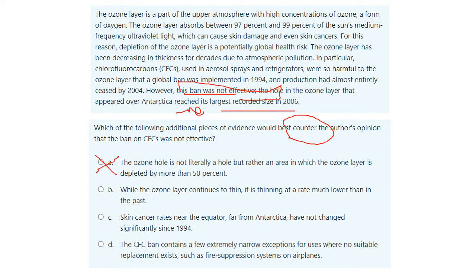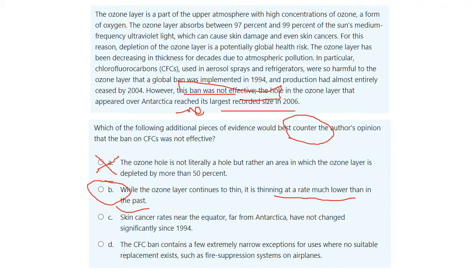A is showing the size of the problem. It's not showing that the ban was useful or not useful. B, while the ozone layer continues to thin, it is thinning at a rate much lower than in the past. This looks good. In the past, it might have been going at 10 units per year. Now it is only going at 3 units per year. So if the speed of destruction has slowed down, then the ban on the use of CFCs could be argued to be useful. That's why the answer is B.